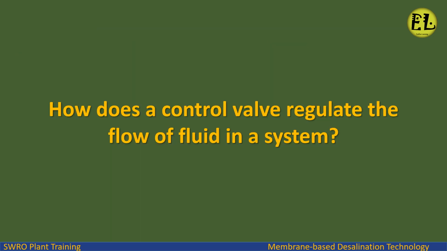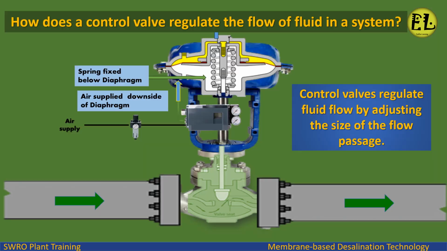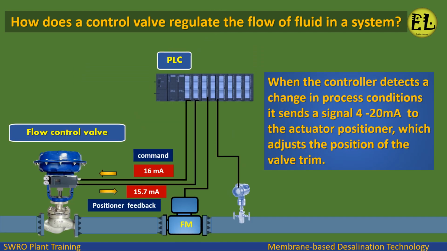How does a control valve regulate the flow of fluid in a system? Control valves regulate fluid flow by adjusting the size of the flow passage. When the controller detects a change in process conditions, it sends a 4 to 20 mA signal to the actuator positioner, which adjusts the position of the valve trim.